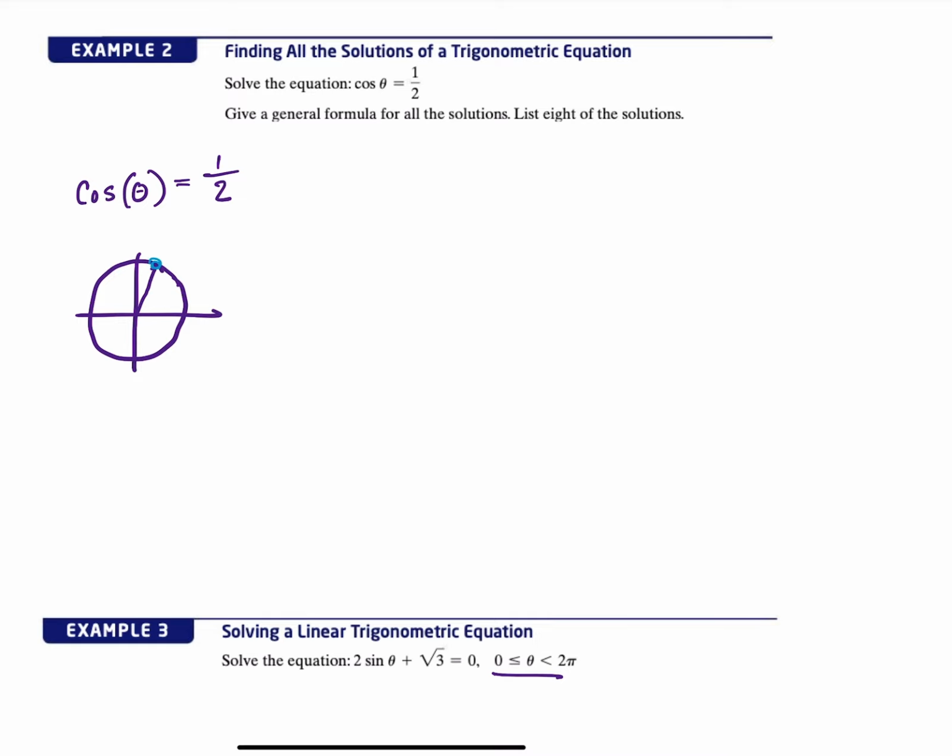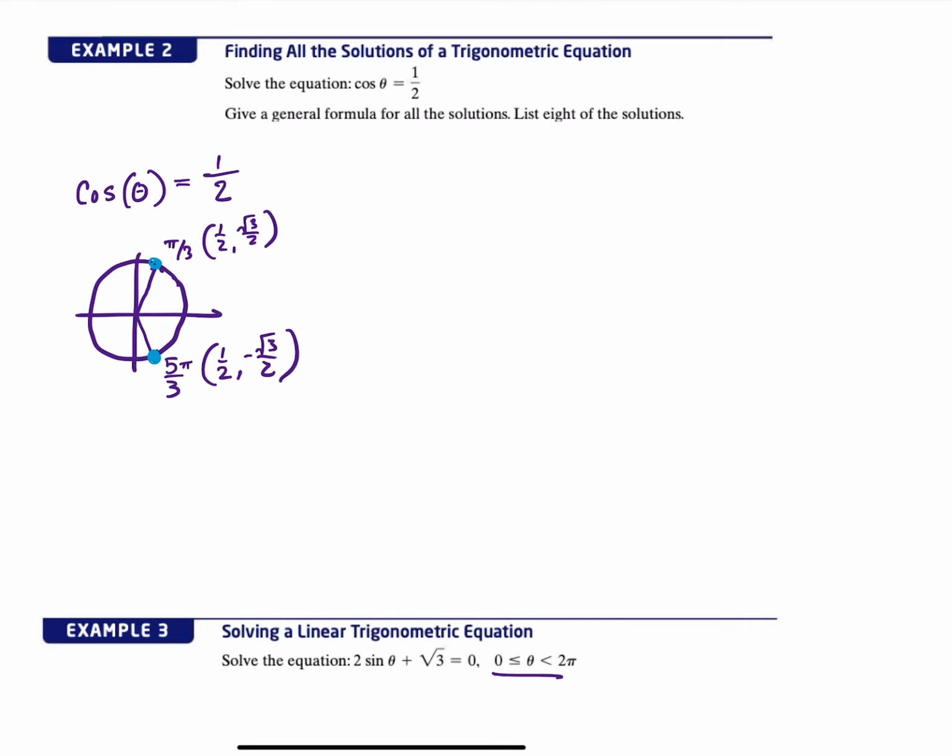We get one possible solution. This has the coordinate point 1/2, root 3 over 2. But also down in the fourth quadrant, this has the same x coordinate value. This would be 5 pi over 3, which has the coordinate point positive 1/2, so there's your cosine of 1/2, and negative root 3 over 2.